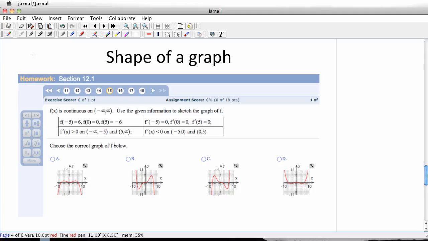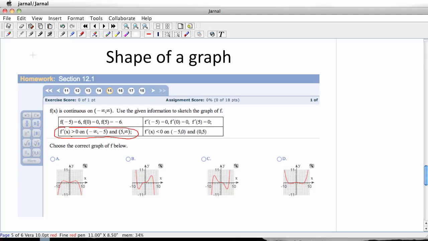Towards the end of this problem set, there are several problems where we're just trying to make sure that you are reading the information correctly in terms of derivative and matching those things up with shape. So you don't have to find the sign chart. You can just think about what everything means. So for example, here's a statement involving the derivative.